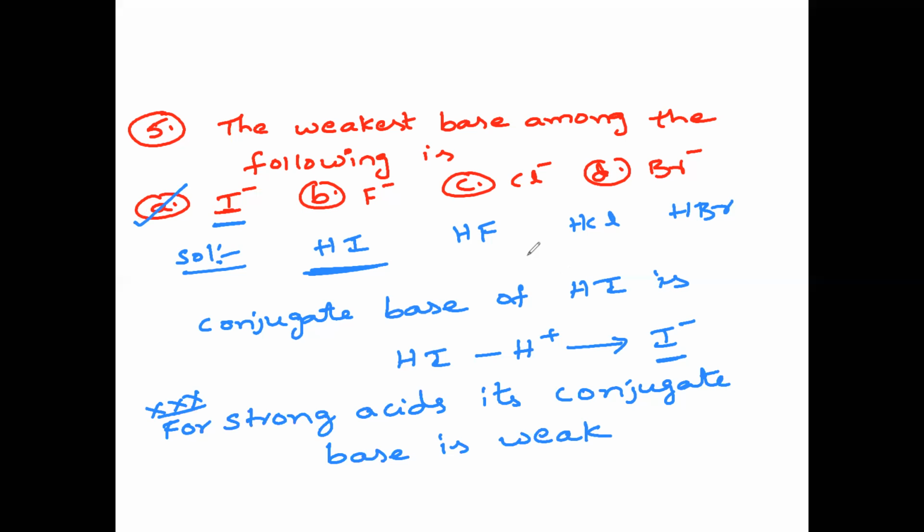For hydrogen fluoride, its conjugate base becomes F minus. For hydrogen chloride, its conjugate base becomes Cl minus. And for hydrogen bromide, its conjugate base becomes Br minus. These are called hydroacids of halogens. Hydrogen iodide is the strongest acid, as we already know. Please note down this sentence. I will give time for you to note it down. For strong acids, its conjugate base is always weak. And among the hydroacids of halogens, hydrogen iodide is the strongest acid. That's why I have selected this.